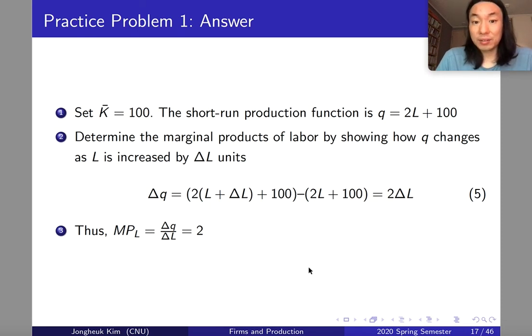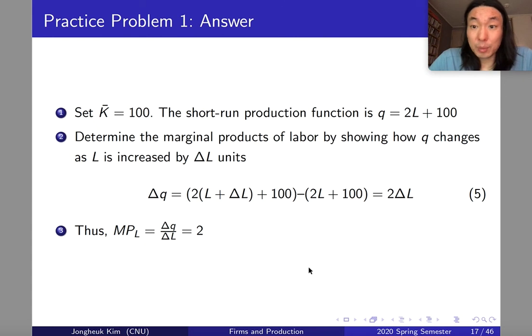And the constant terms cancel out each other, and also the 2 times L part cancels out. The only remaining term is 2 times delta L. So by definition, the marginal product of labor is delta Q over delta L. In equation number 5, we find that delta Q over delta L is equal to 2. So the marginal product of labor is just 2, and how to interpret this is the most important part.